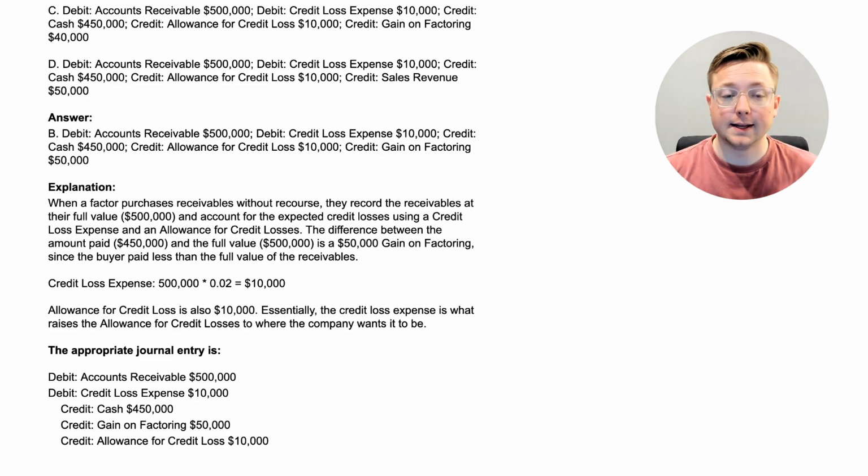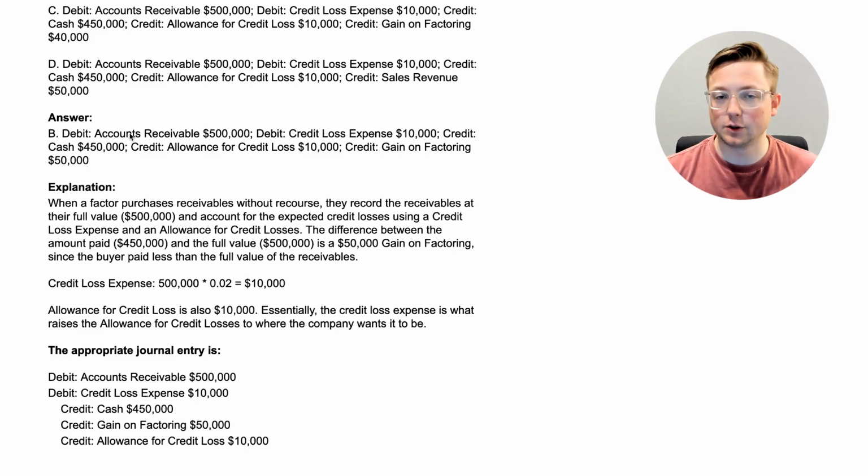All right, here we are at the answer. The answer is B. You would debit the accounts receivable for $500,000. You would debit credit loss expense for $10,000. You would credit cash $450,000. You would credit allowance for credit loss $10,000. And you would credit gain on factoring $50,000. Now, that's a lot of information there, so let's walk through all of this.